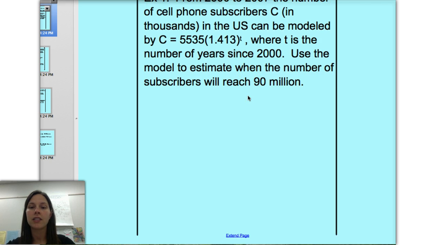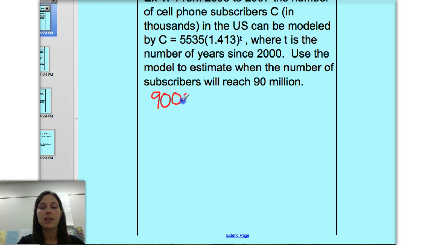So we're going to start by substituting in 90 million. The other thing we need to notice on this one is that our number of subscribers is given to us in thousands. So we have to figure out how many thousands 90 million is. The way you do that is you just take 90 million and divide it by 1,000 and you will get 90,000. So we are going to substitute 90,000 for C, the number of subscribers, and we will solve for t.